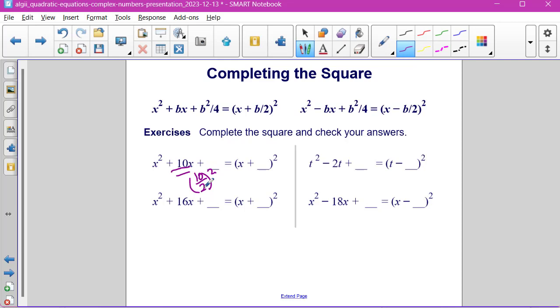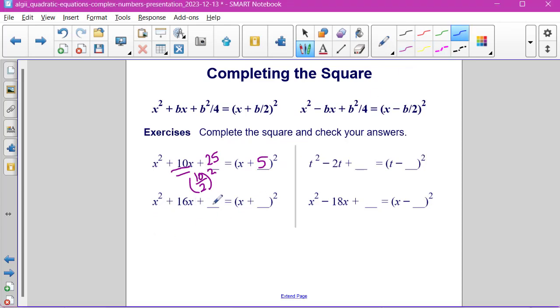So 10 over 2 is 5, and 5 squared is 25. And then the factors of 25 that add up to positive 10 are positive 5 and positive 5. So written as a perfect square, or the binomial squared, would be (x + 5), that entire quantity raised to the second power. Now let's look at the next problem.